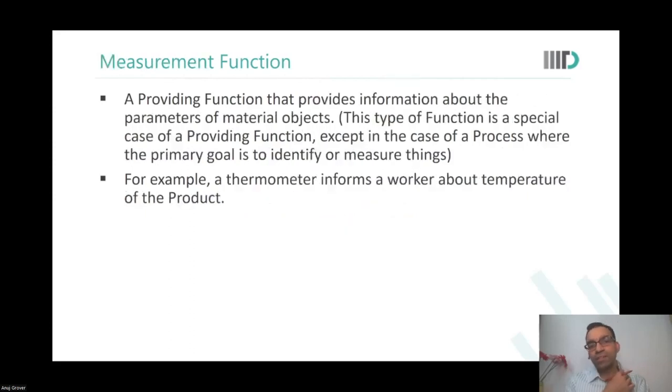Third type of providing function is measurement function, where we measure some parameters of the material objects. For example, a thermometer informs a worker about the temperature of the product. So measurement functions are also there in every system. You want to order some grocery, so the grocery has to be measured and then delivered to your home. So measurement function is there.